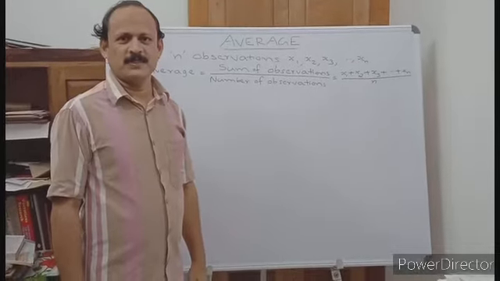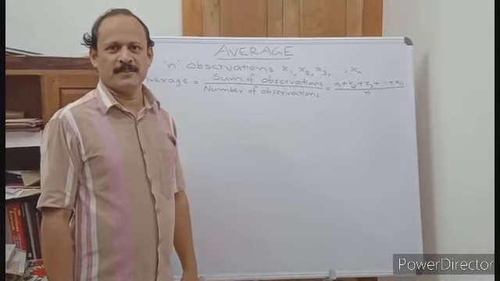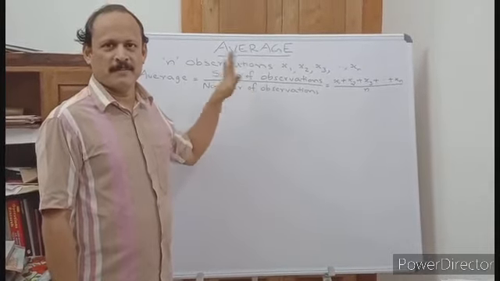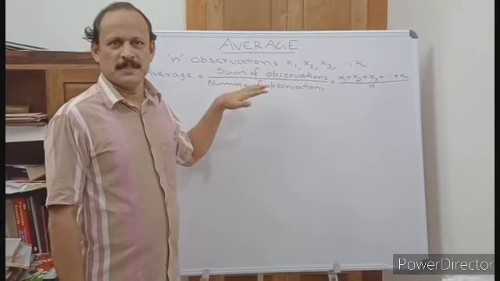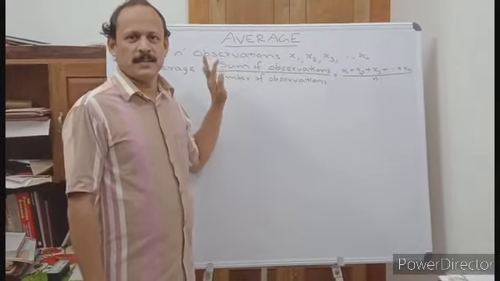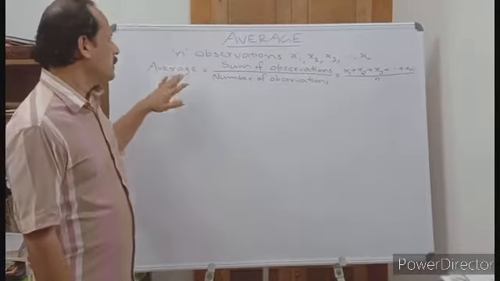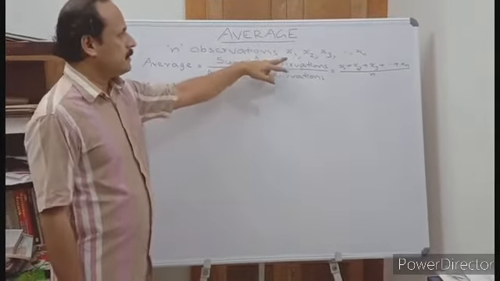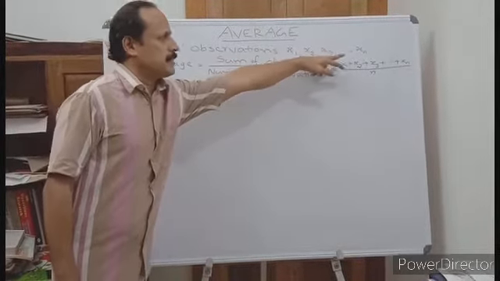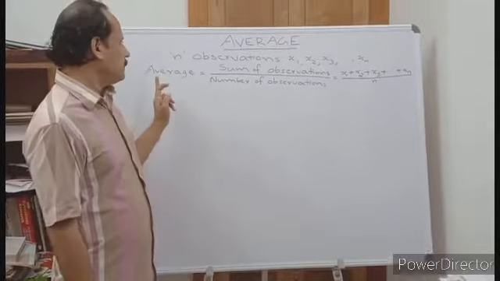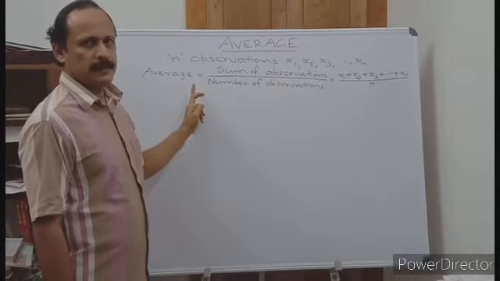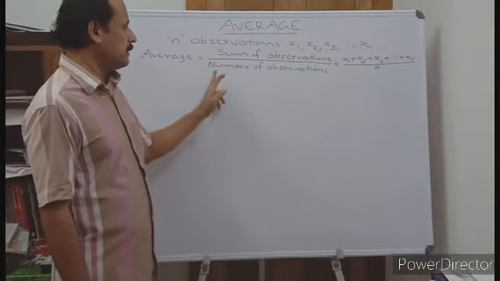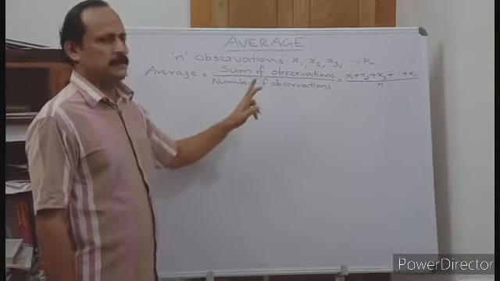Students, today we discuss the topic average, and you are already familiar with this topic. Let us go to the formula to find out the average. Suppose that there are n observations x1, x2, x3, etc., xn. Then the average equals the sum of observations divided by the number of observations.